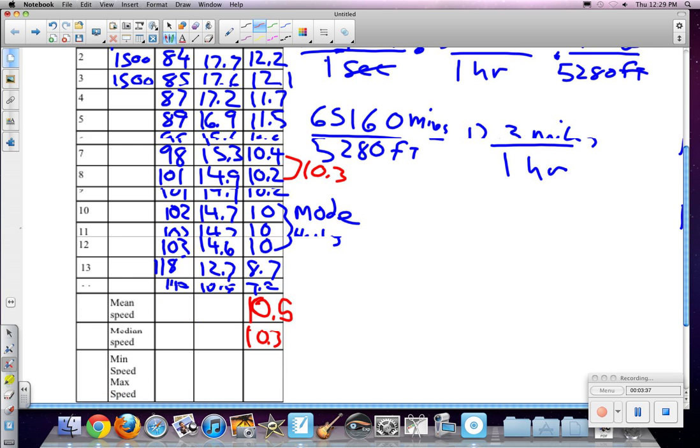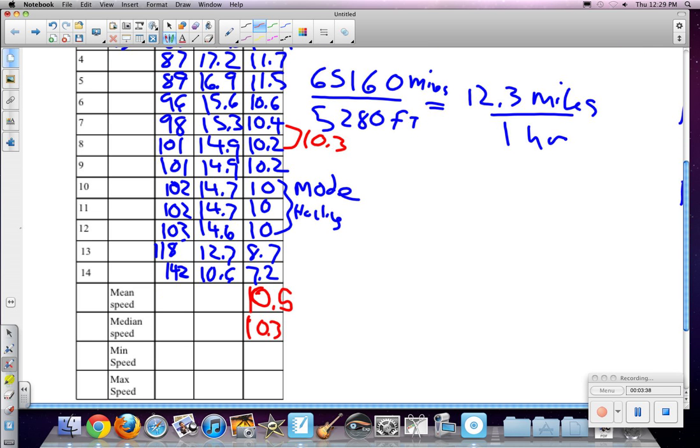What would be the min speed? 7.2. And the max speed would be 12.3. Okay, so we're going to keep all these, and then for a mode, let's throw in a mode speed of 10. Okay? And is everybody okay with that?